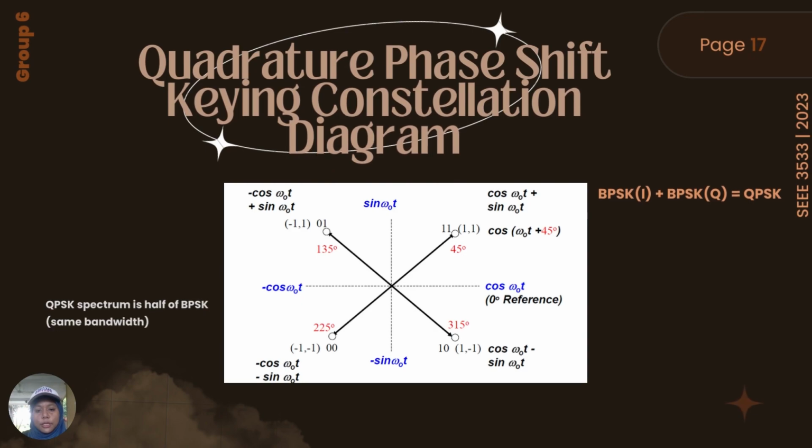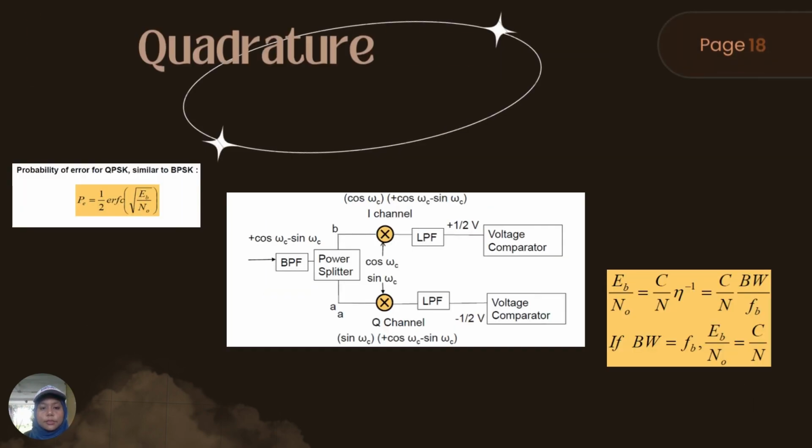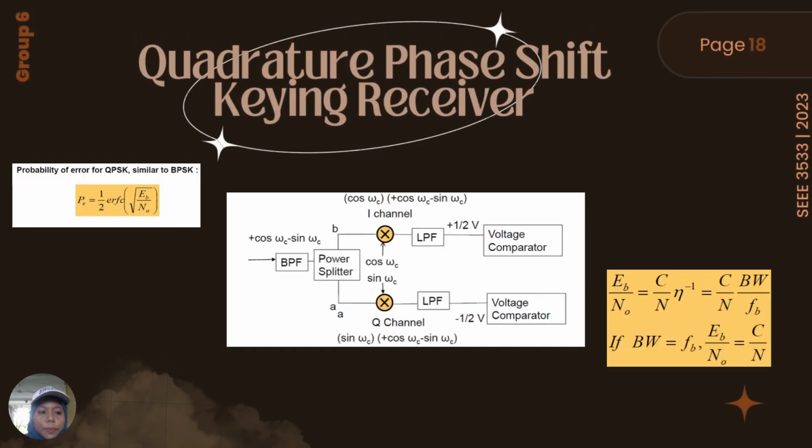So next, moving forward, this is the constellation diagram used for our quadrature phase shift keying. BPSK I plus BPSK Q equals QPSK. That's why in the gray code we have 11 at 45 degrees, 01 at 135 degrees, 00 at 225, and 10 at 315.